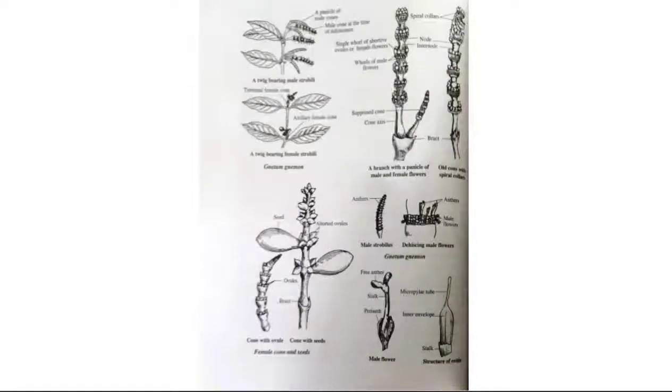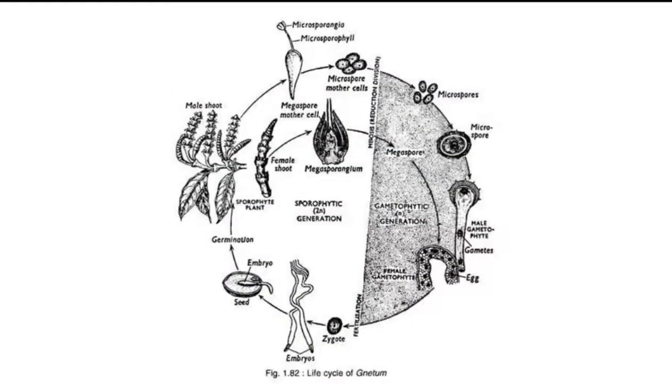Both inflorescences are compound. The male flower gives rise to the microsporangia. The female flower gives rise to the megasporangia. Both microsporangia and megasporangia are eusporangiate. The microspores are formed from the microsporangia and the megaspores are formed from the megasporangia.